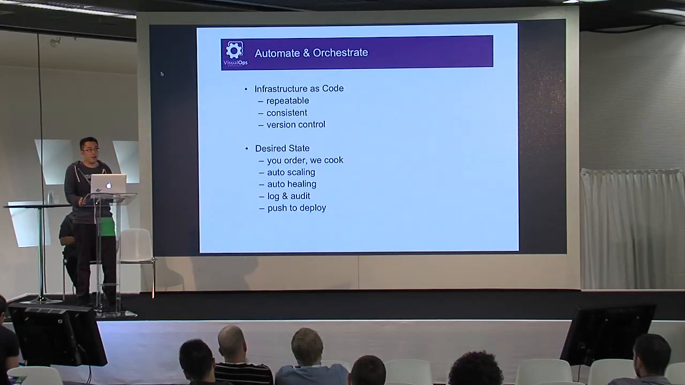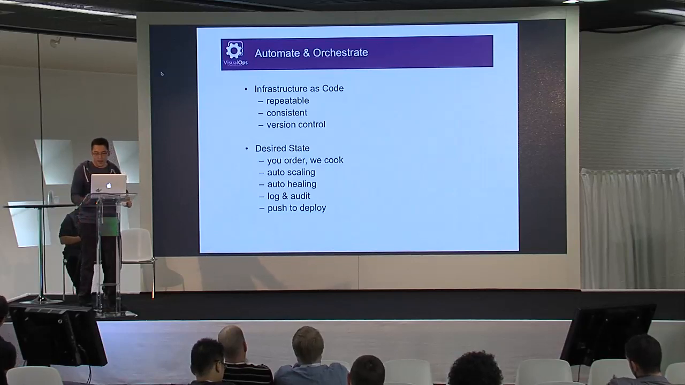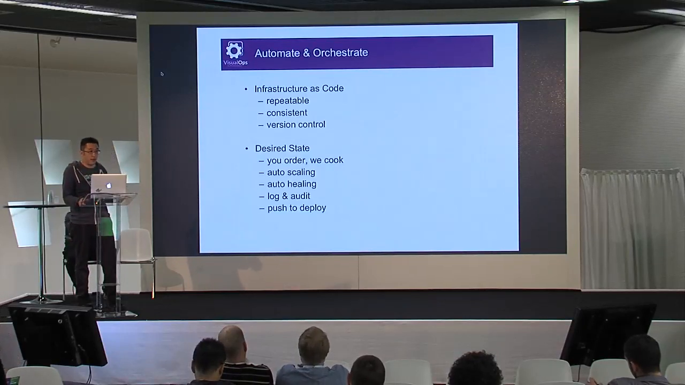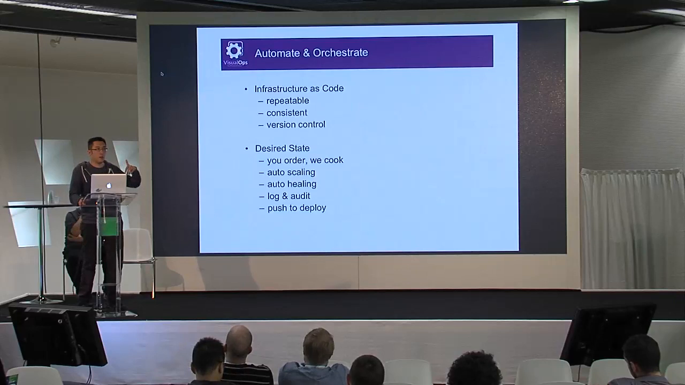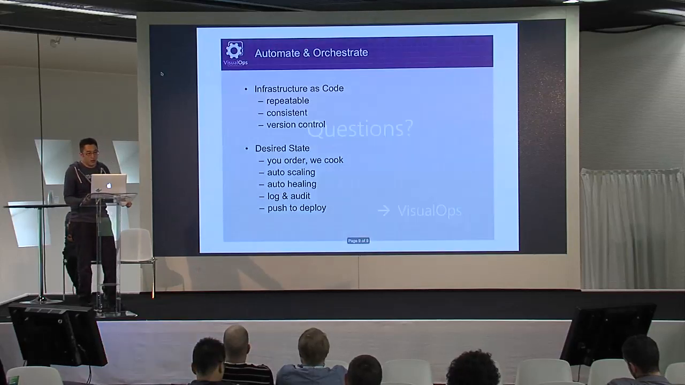At the end of each month, we'll send you a report of what kind of deployments you made and what kind of changes you made to your infrastructure, which helps with auditing. You can also do push to deploy. Say you have a new Docker image, you can push it to Docker Hub, and we will fetch the latest version and reload the containers for you. So that's all.